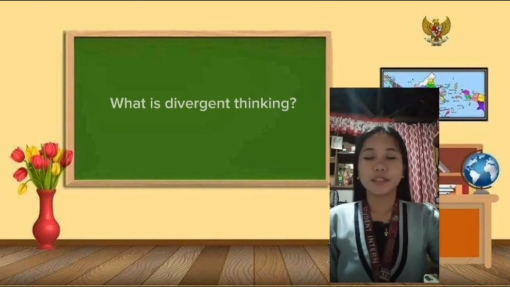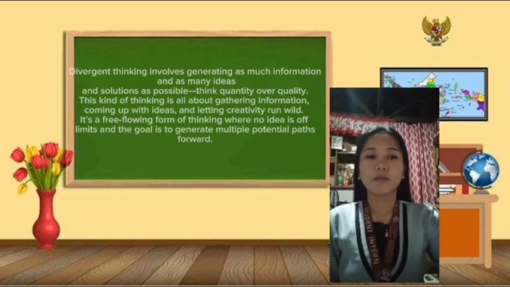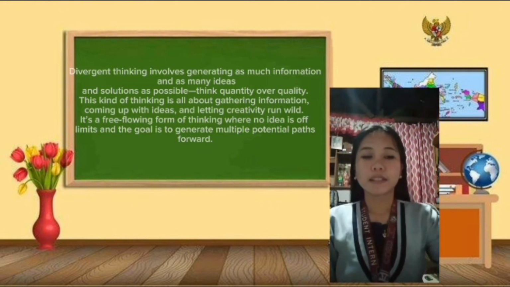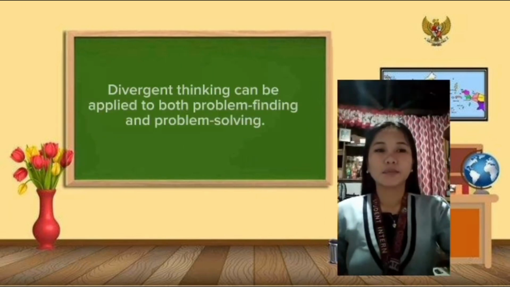So what is divergent thinking? Divergent thinking involves generating as much information and as many ideas and solutions as possible. Think quantity over quality. This kind of thinking is all about gathering information, coming up with ideas, and letting creativity run wild. It's a free-flowing form of thinking where no idea is off limits and the goal is to generate multiple potential paths forward. Divergent thinking can be applied to both problem finding and problem solving.